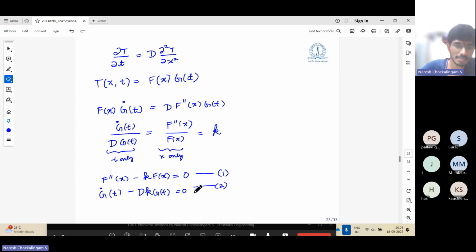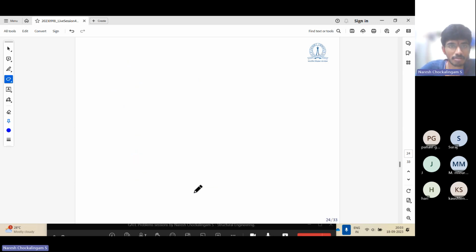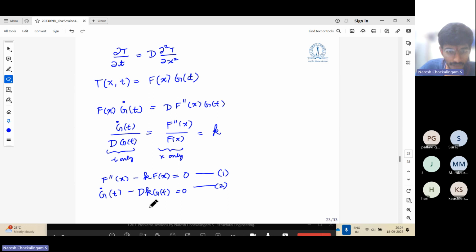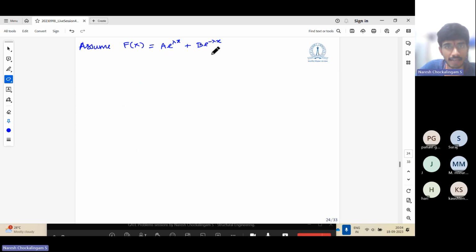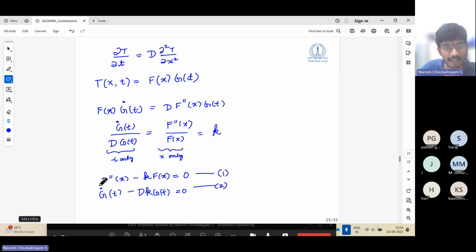How do we solve equation number 1? Let us assume there is a solution of the form a e power lambda x plus b e power minus lambda x. You know this, right? So k is some parameter, k is some real number. So you know this satisfies the governing equation. This is a homogeneous second order linear ordinary differential equation.